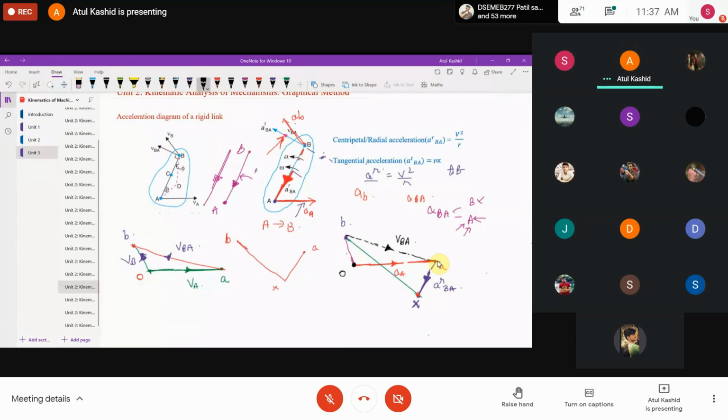And what was this? This was the tangential acceleration of B with respect to A, right? So radial, tangential, right? And sorry, it is not V over here, it is A over here, right? So now you can see the total acceleration of BA. This is your total acceleration, right? And this total acceleration will be the addition of your tangential acceleration of BA and the radial acceleration of BA, right?